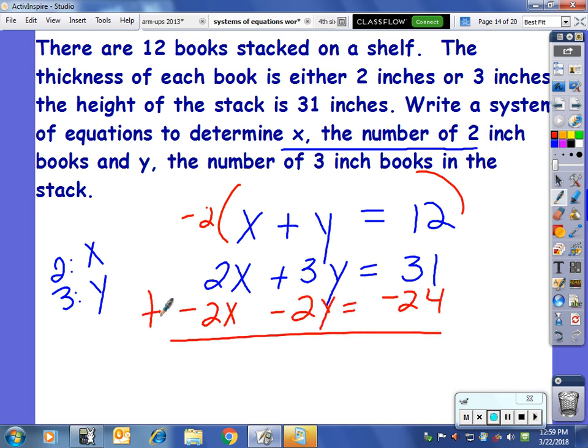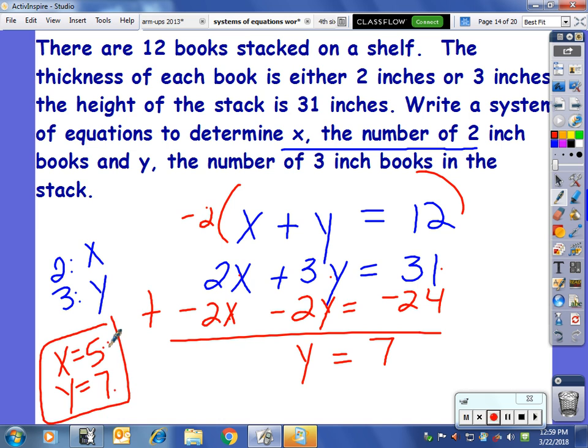Okay, this one was really easy. When you make the X's cancel, you've got the Y answer right away because the X's cancel out. 3Y and -2Y is just Y. And 31 minus 24 is 7. How many of the other types are there of the X's? Yeah, there's 12 total books, and 12 minus 7 would be 5. Is that 12 books? Yes.